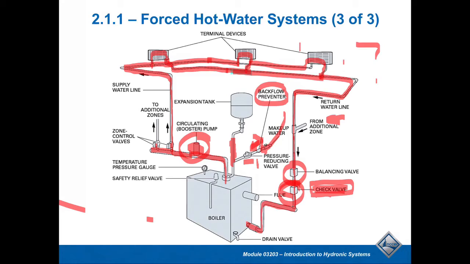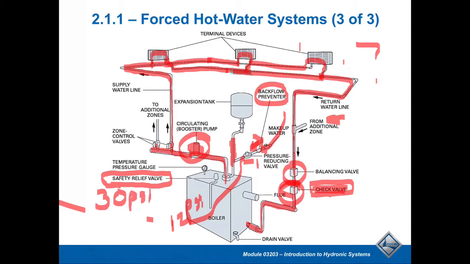And on the pressure reducing valve, the pressure reducing valve is designed to take that high pressure water from the well or the city municipal supply and reduce it to a more usable pressure. Typically, that usable pressure ends up being approximately 12 psi, which is fairly typical. They also have a safety relief valve on most of these systems. That safety relief valve typically relieves at normally around 30 psi for most low pressure residential boiler systems.